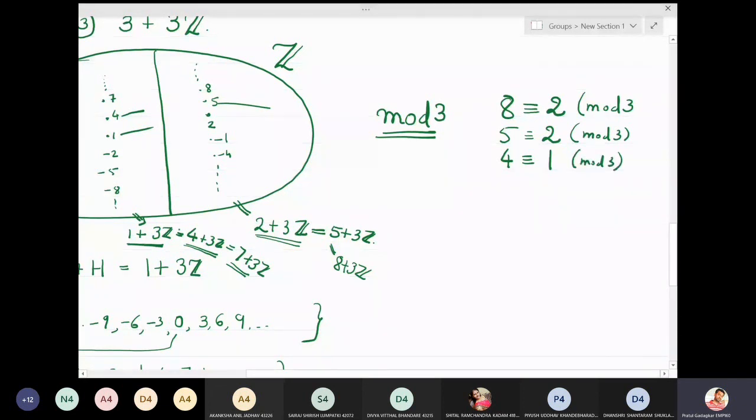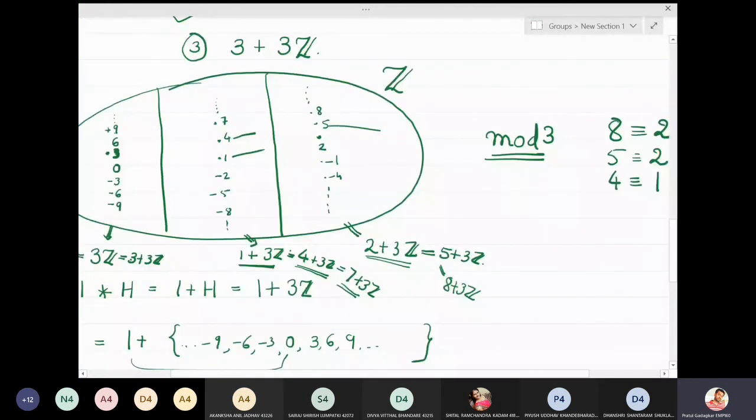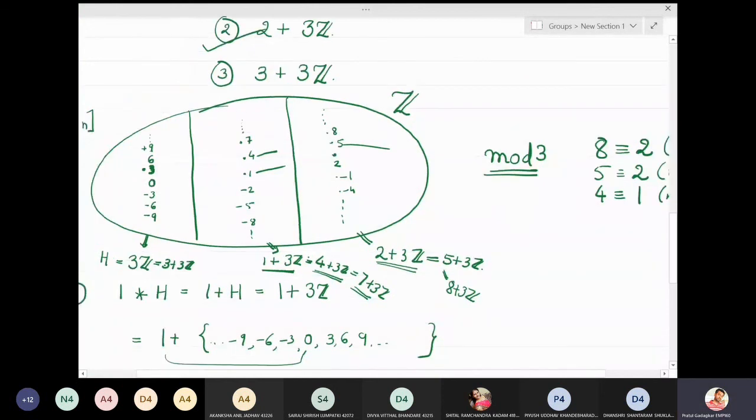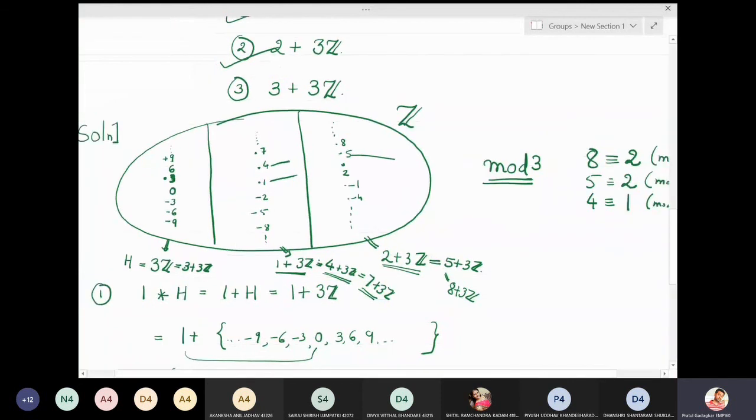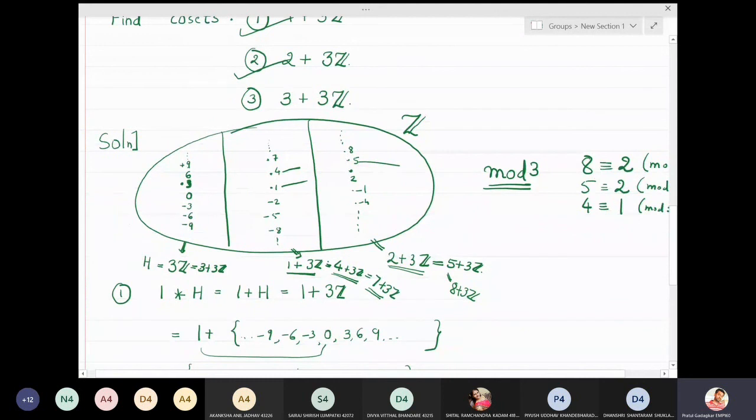We will later on prove that these cosets are nothing but elements of Zn. Okay, so this is 0 bar, 1 bar, and 2 bar. It is representing 0 bar, 1 bar, and 2 bar. Okay, so this is how we have found out the three cosets.